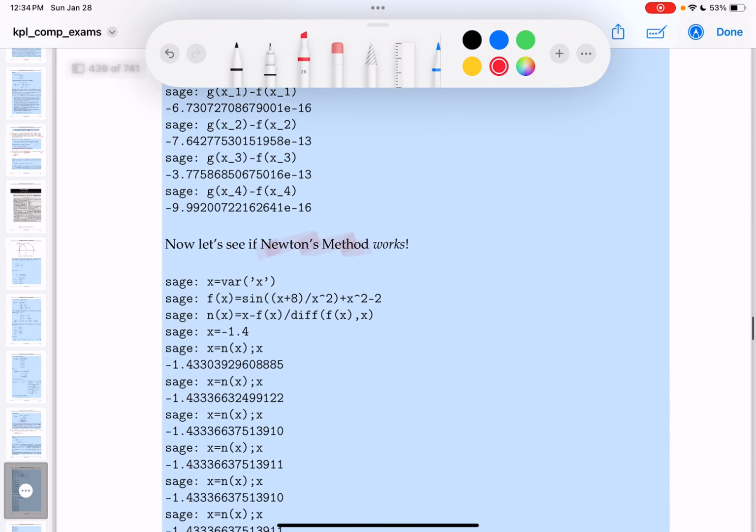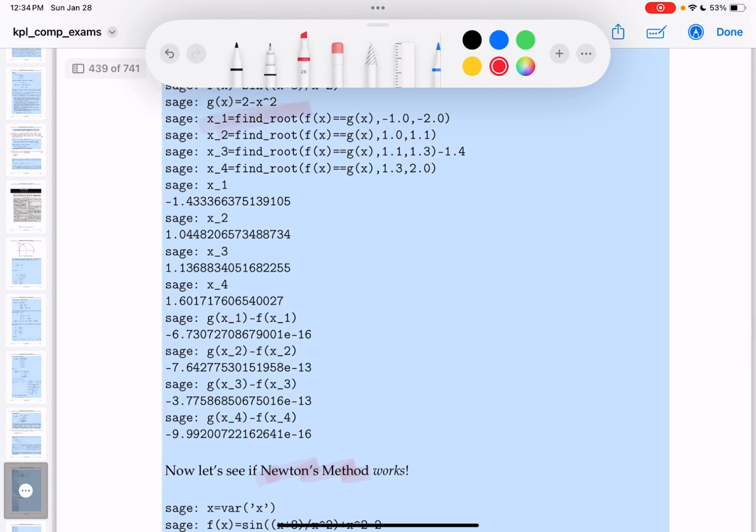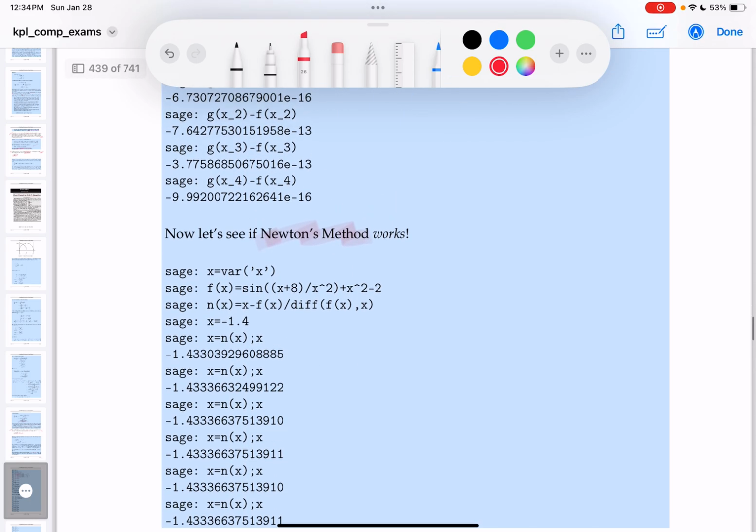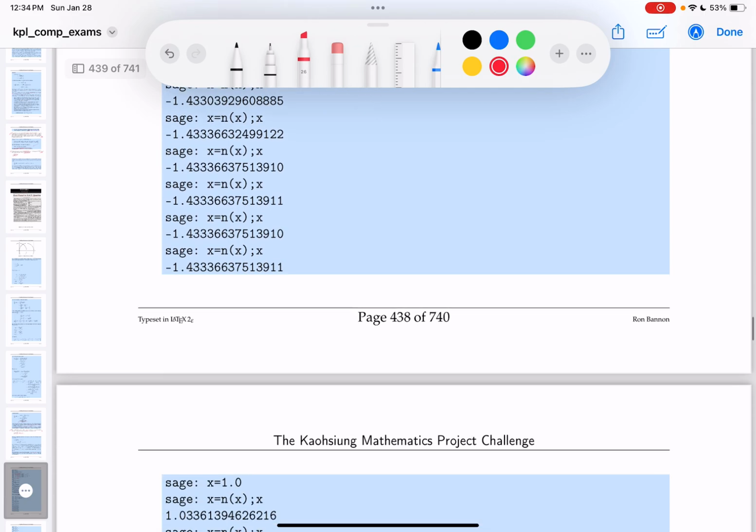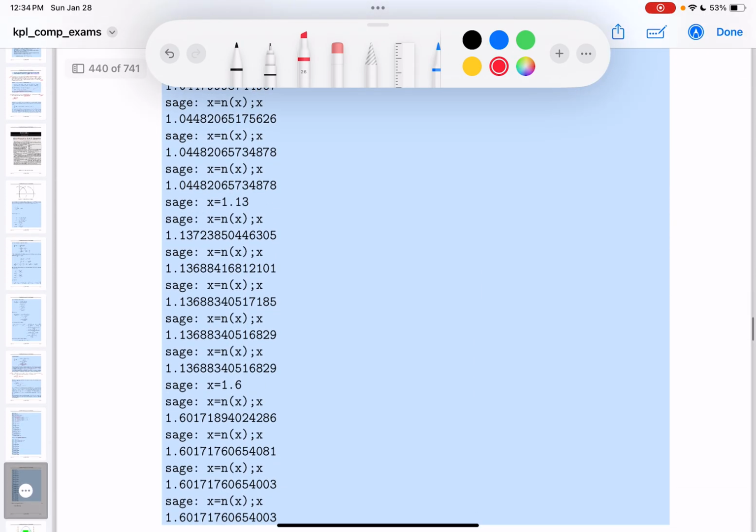Over here, again, I was using Sage's ability to find a root. Over here I'm using Newton's method to look for roots. Are they the same? They should be the same, by the way. There shouldn't be any difference between the two.